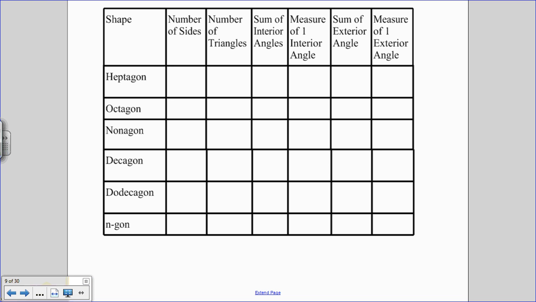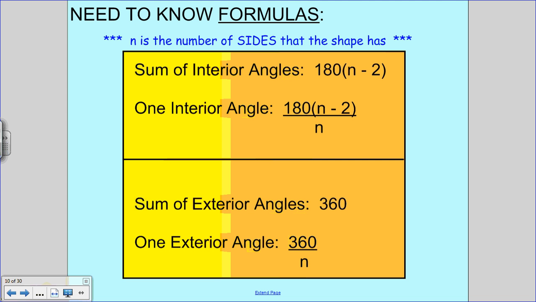It was a nonagon. I was right. And a dodecagon for 11. So, the purpose of the table was to derive these formulas. And you need to remember these formulas. N represents the number of sides the shape has. So to find the sum of interior angles, you're going to use the formula 180 times the number of sides minus 2.